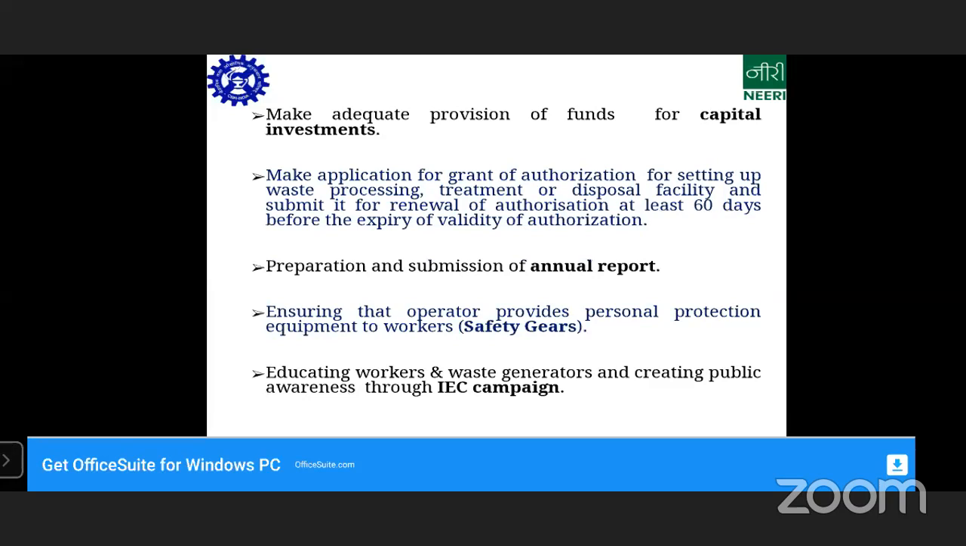Okay. Now, the other part is they have to make adequate provision of funds for capital investments, because they are collecting fees from us for this. So it is their responsibility to do this, and they have to prepare an annual report based on these things.